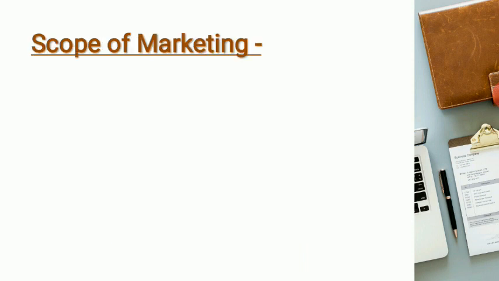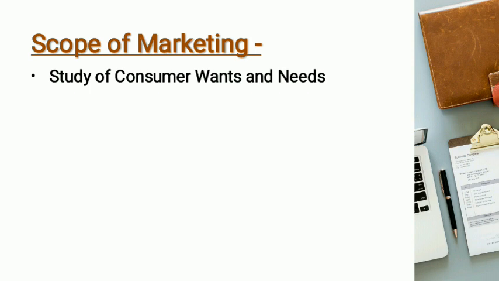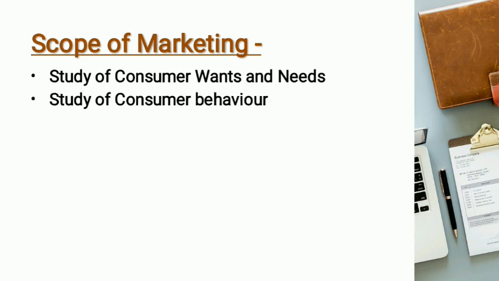Under the scope of marketing, first one is study of consumer wants and needs. Goods are produced to satisfy consumer needs. Therefore, study is done to identify consumer needs and wants. These needs and wants motivate consumers to purchase. Next scope is study of consumer behavior. Marketers perform study of consumer behavior. Analysis of buying behavior helps marketer in market segmentation and targeting.